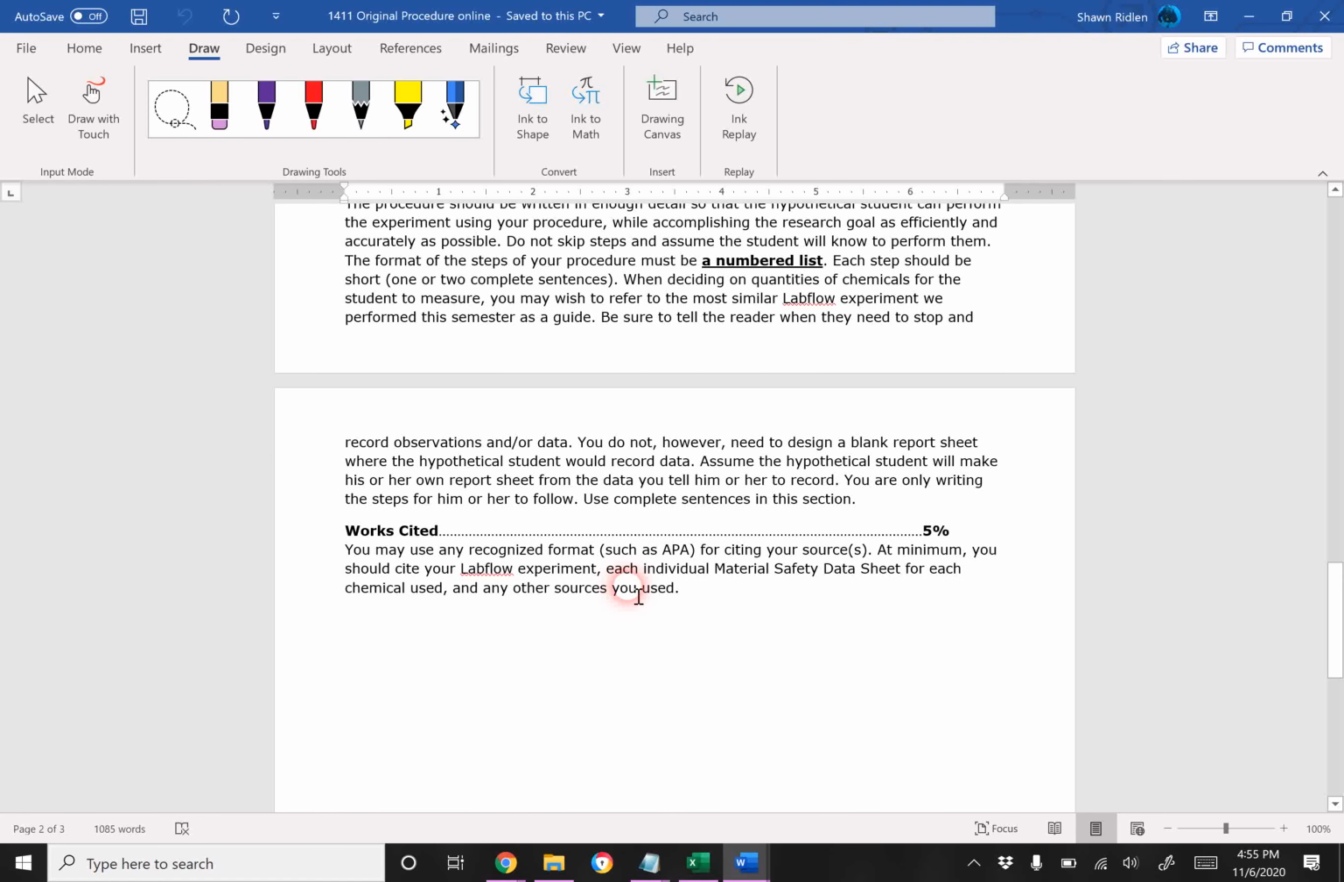Okay, lastly is the works cited. So if you used LabFlow experiment or any outside source, just make sure you list it here. And again, that will be worth 5%.